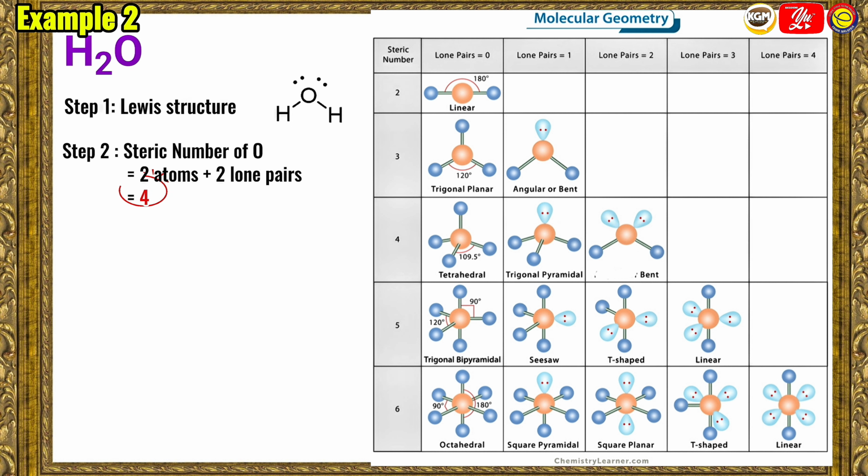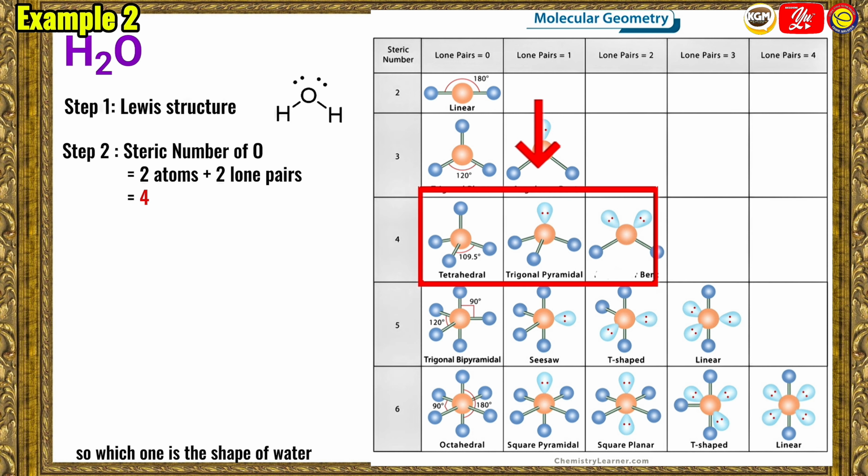For water, the steric number of oxygen is 4, so we refer to the tetrahedral basic geometry. But in tetrahedral, we actually have 3 possible shapes depending on the number of lone pairs. So which one is the shape of water?